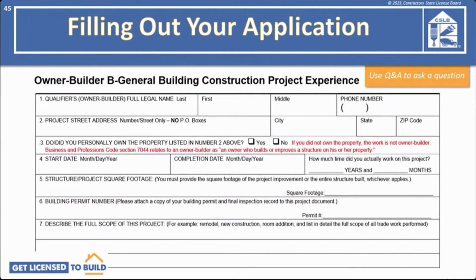Parts of the application, Owner Builder B General Building Construction Project Experience, Part 1 of 3. The next form we will discuss is the Owner Builder B General Building Construction Project Experience form. This form only needs to be completed if you're applying for a B General Construction license and you want to receive experience credit for working on projects on your own property. A separate form is required for each project. The experience must be verifiable through building permits, final inspections, and other documentation. You will need to list the building permit number on line 6. On line 7, you will need to provide the scope of the project.